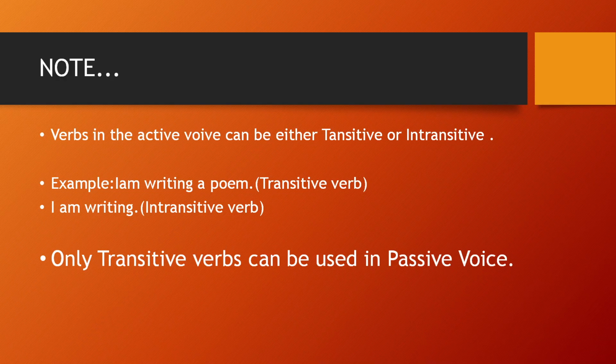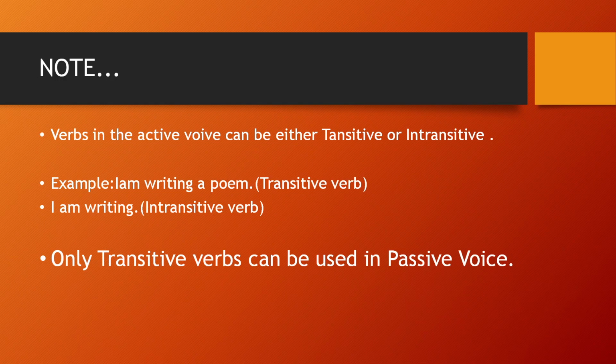Now, verbs in the active voice can be either transitive or intransitive. Now we need to know what are transitive verbs and what are intransitive verbs. Okay, so transitive verbs are the verbs that have objects, and intransitive verbs are the verbs that do not have any object in sentences.